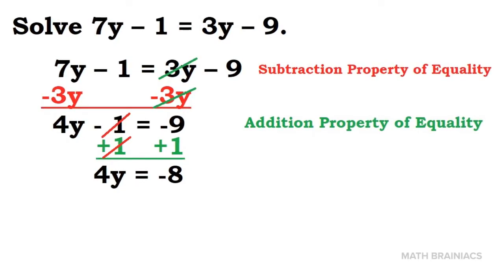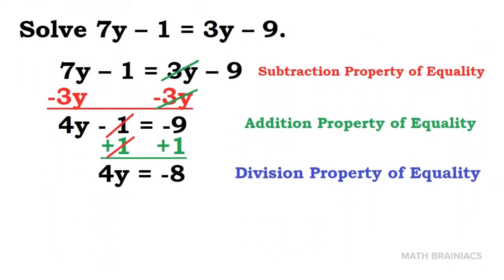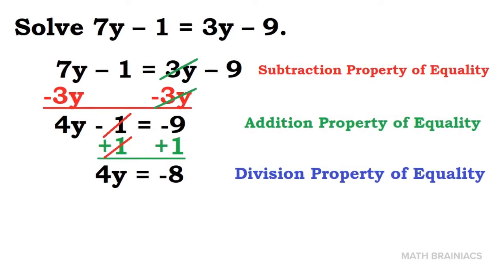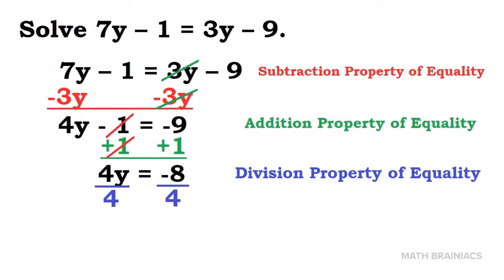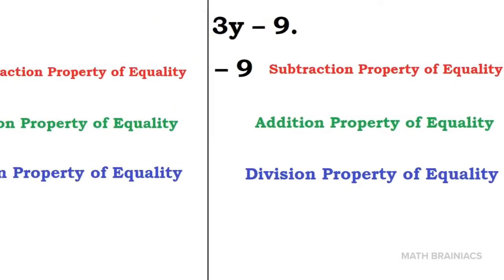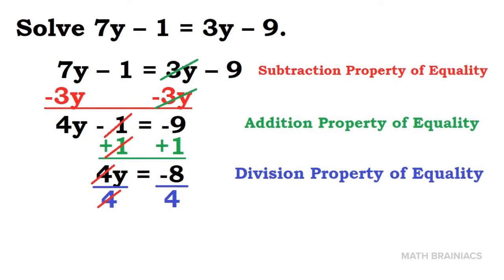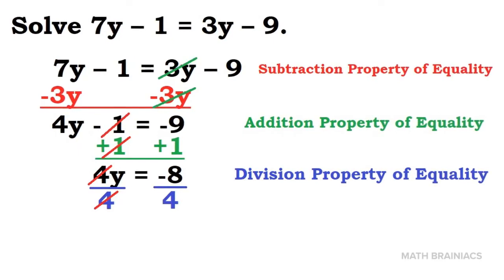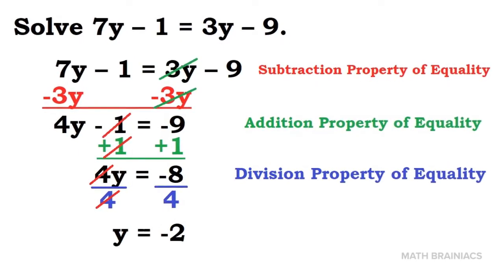Again, what property are we going to use to continue solving for y? Since the number 4 is multiplied with the variable y, we can apply the division property of equality. Consequently, we can divide both sides by 4. As a result, we can cancel out the 4 on the left side and we can work on negative 8 divided by 4. So, we can come up with y is equal to negative 2.